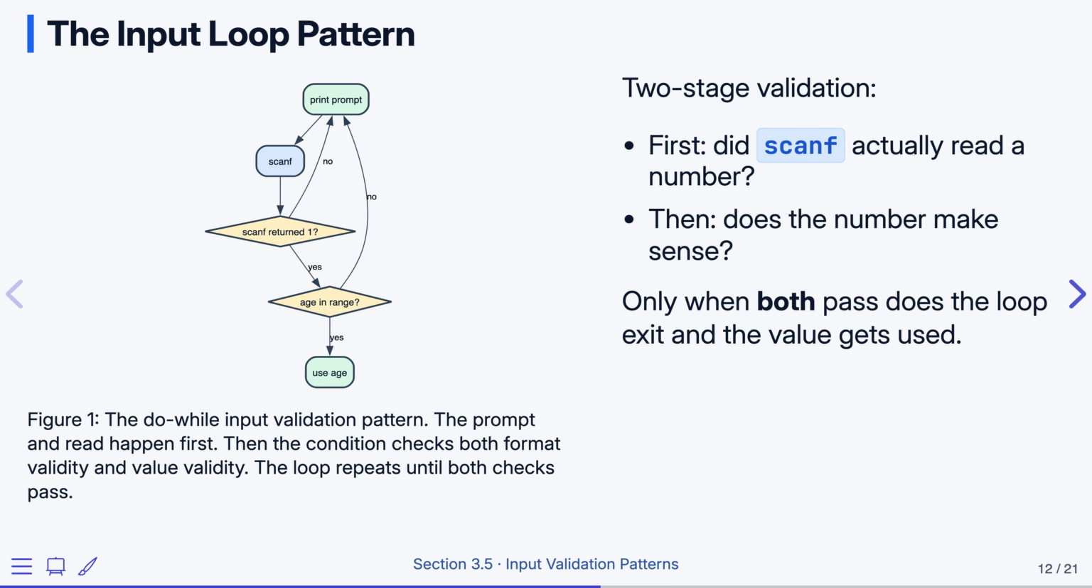This figure shows the two-stage validation. The prompt and the read happen first. Then the condition checks two things. First, did scanf succeed? Did it actually read a number? If not, loop back and prompt again. Then, is the number in range? Does it make sense? If not, loop back and prompt again. Only when both checks pass does the loop exit and the value get used.